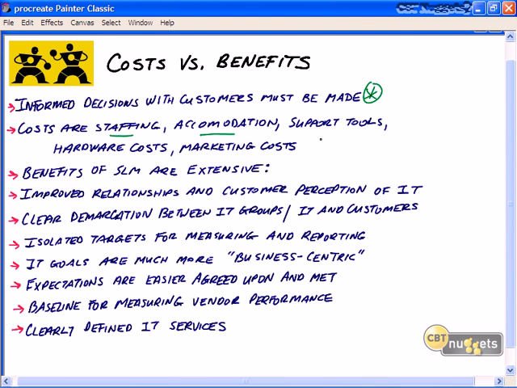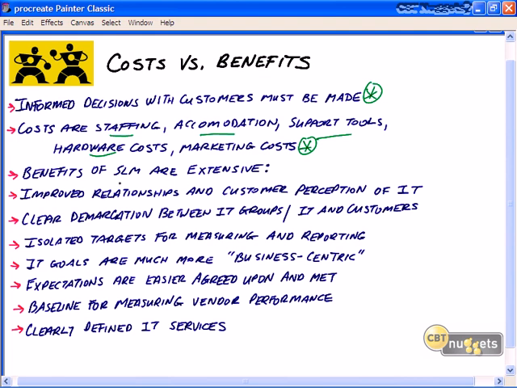Support tools, which generally come in software and software licensing. Of course, there are hardware costs: servers, network infrastructure, database costs, and of course marketing. Marketing these services, advertising them to your customers. Now, these are some costs. Now, what are the benefits?